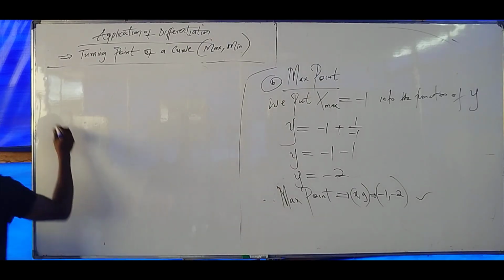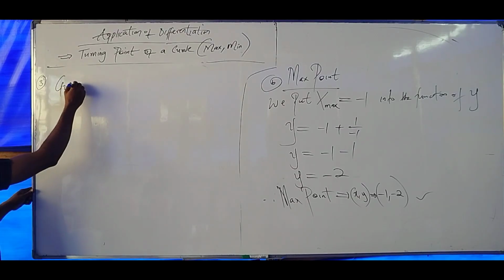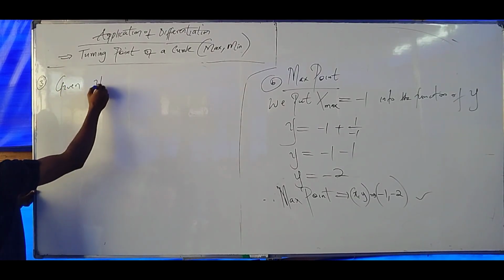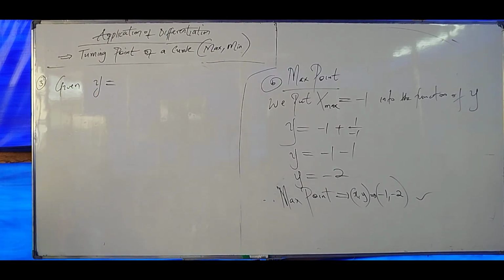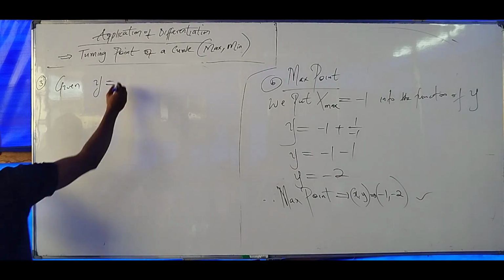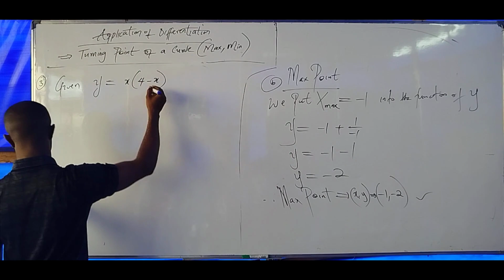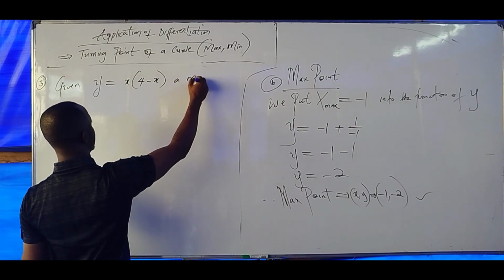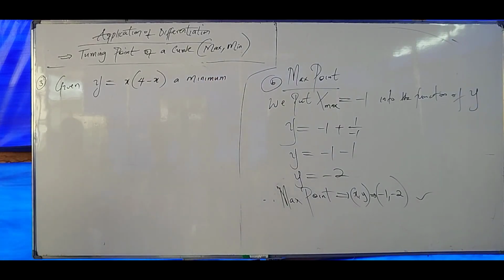Let's go. We are giving number 2, abi? Number 3 or what? What's the question now? Y equals to x, in brackets, 4 minus x. Find the value of x that will make the function a minimum. Find the value of x that will make the function a minimum.